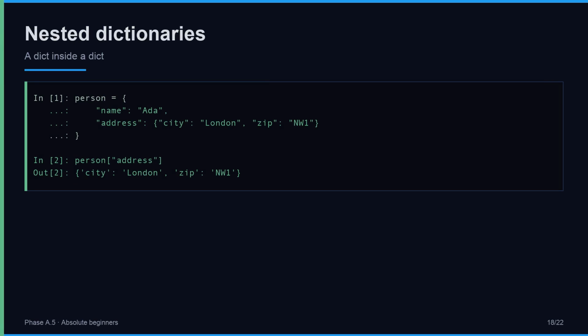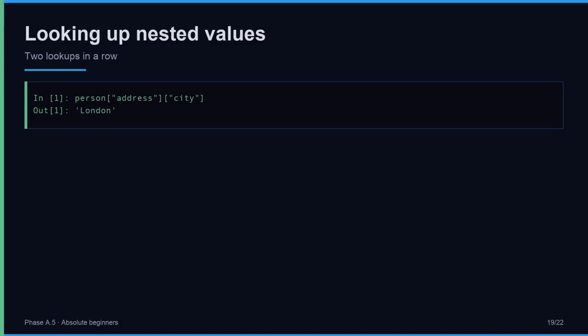Dictionary values can themselves be dictionaries. Here the address key points to another dict, with city London and zip NW1. This nesting is how you model structured data, a person who has an address, which itself has a city and a zip. The outer key address gives you the inner dict, which you can then look inside. Real-world data from APIs and databases almost always looks like this. Dicts inside dicts.